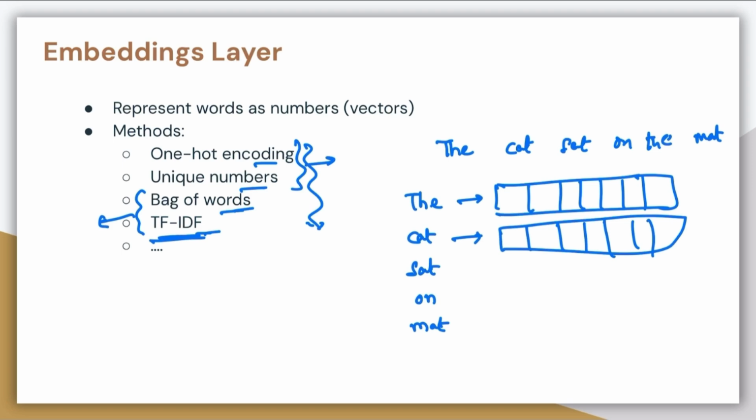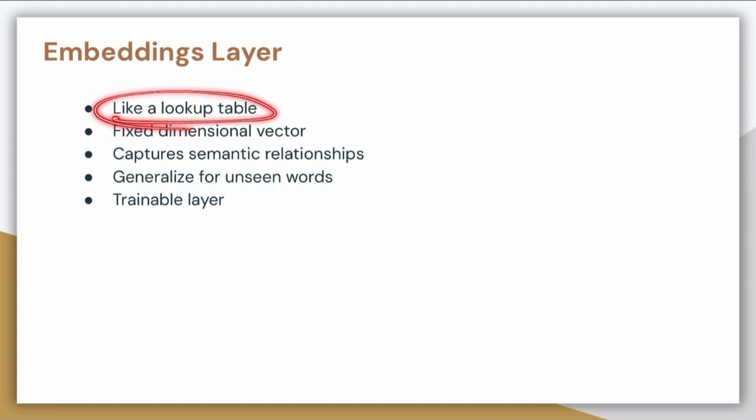So to solve this problem, we have an embedding layer. Even the embedding layer is not new in transformers. It is also there in the previous architectures. An embedding layer is nothing but a lookup table. It's a fixed dimensional vector. Usually we use 512 dimensions in most of the common architectures. It captures the semantic relationships. As it is capturing the semantic relationship, it can actually generalize for unseen words.